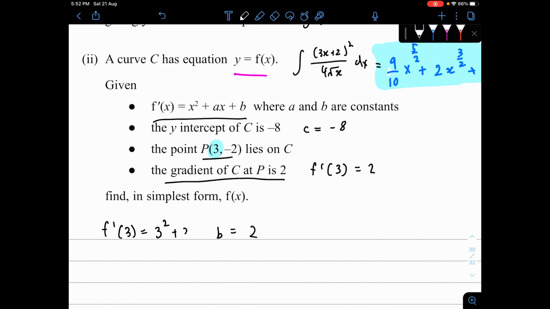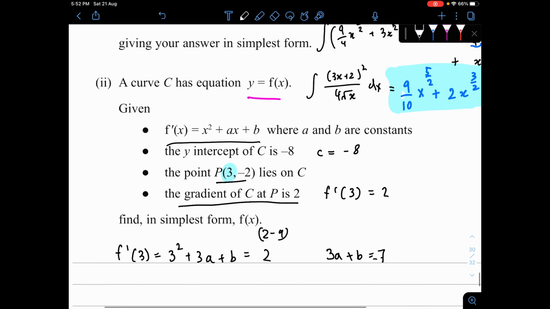Plus 3a plus b, right? So now what? We can simplify this. So this will be 3a plus b. That's 3 squared is 9. This is 2, so 2 take away 9. So this will be negative 7. Right, we got there.